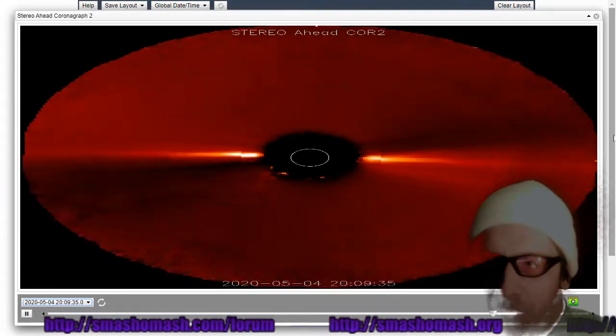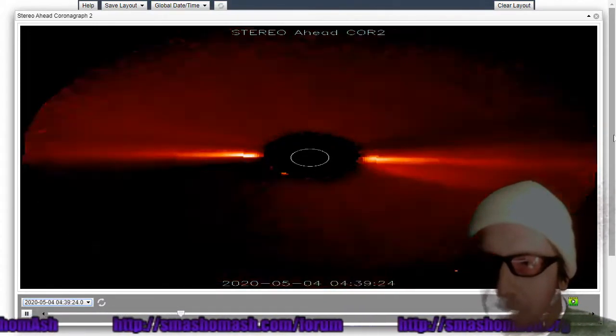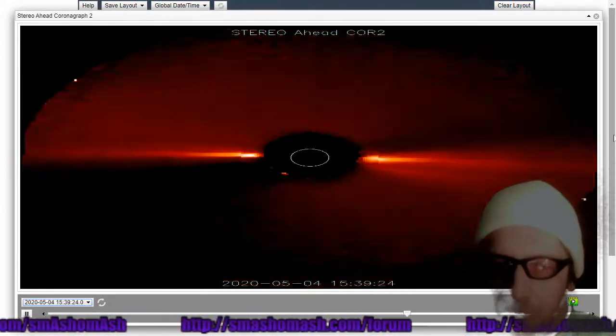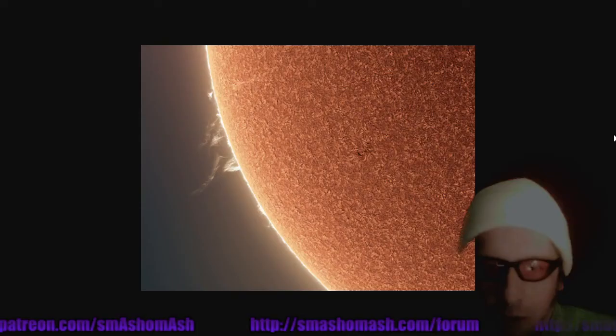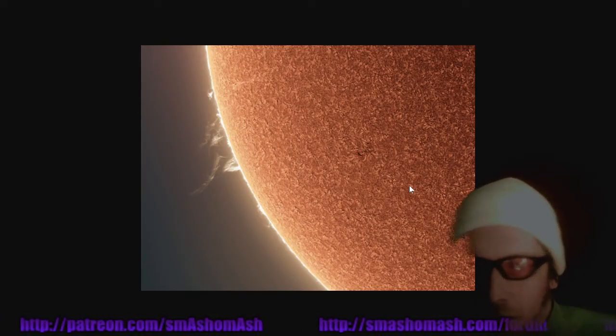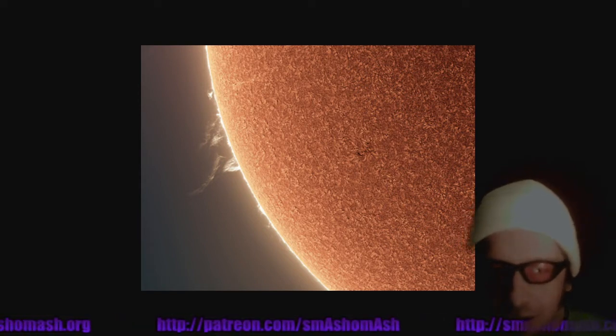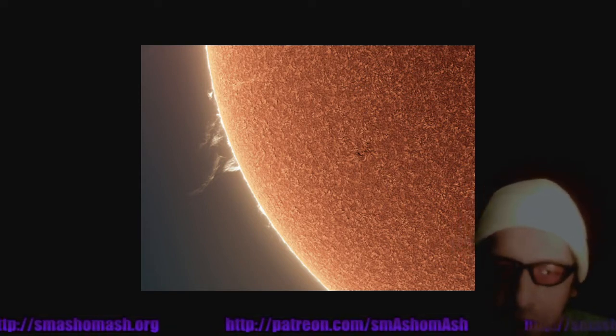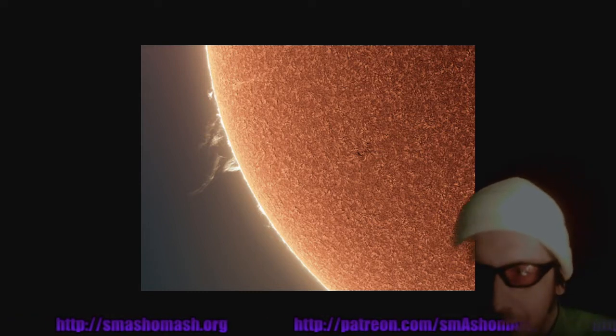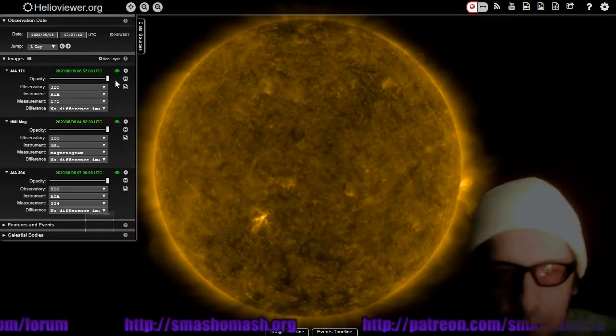Here's the image from STEREO A, and you can see that it came out of the south and then it headed off to the west. It's a southwesterly coronal mass ejection. And here's a close-up of that prominence we see down there in the southeast. And we've got a custom video for you there. This one's from spaceweather.com.